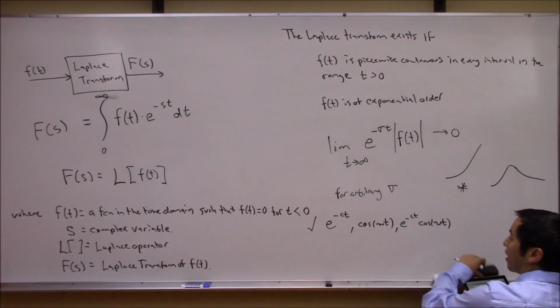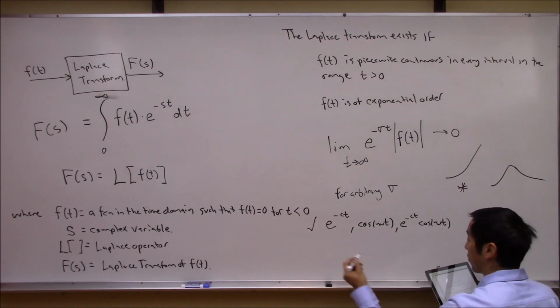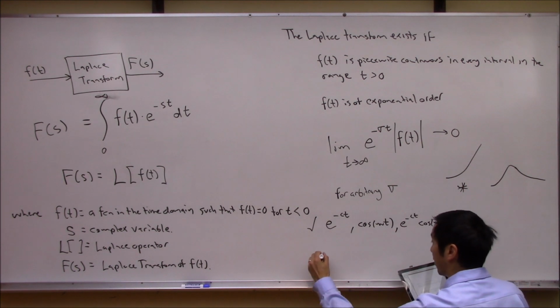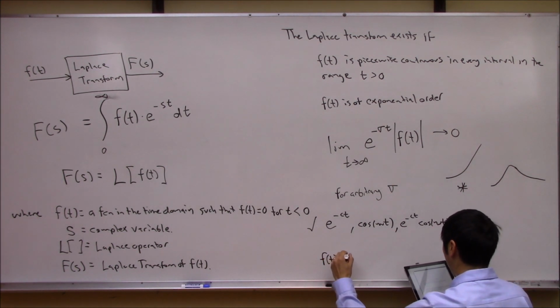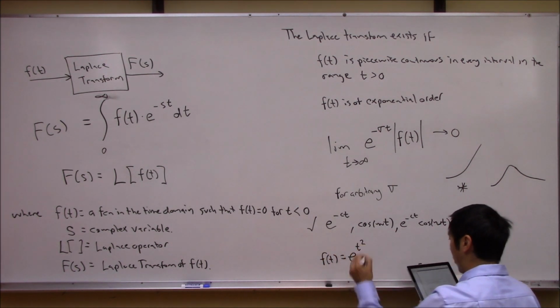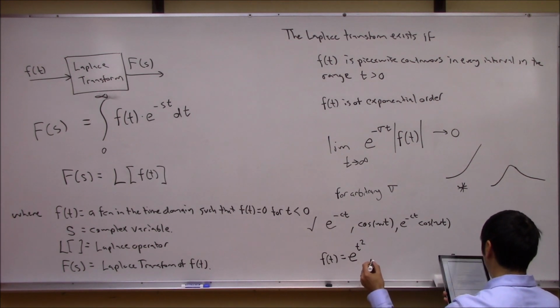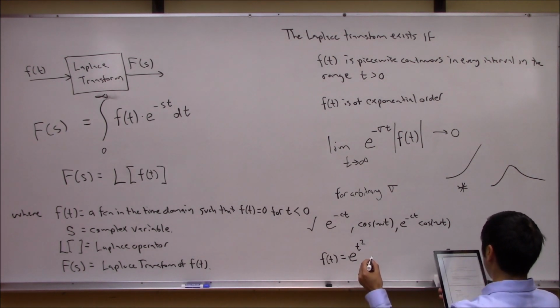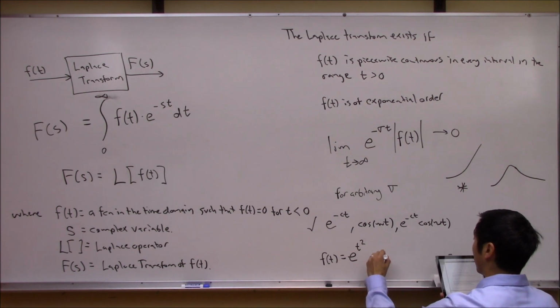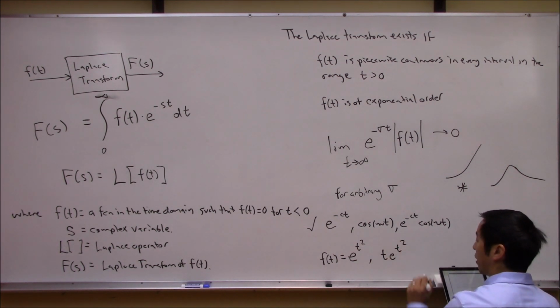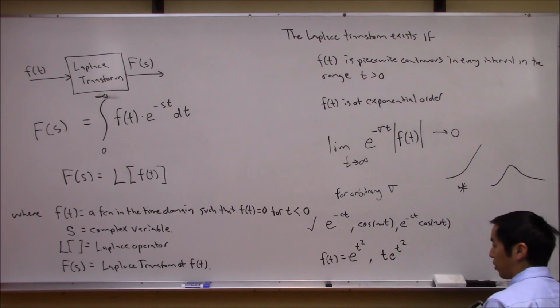And some things that don't have a Laplace transform would be things like f of t, as we saw, e to the t squared. Or how about t e to the t squared? Those things are not of exponential order.